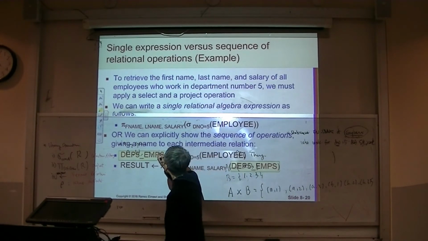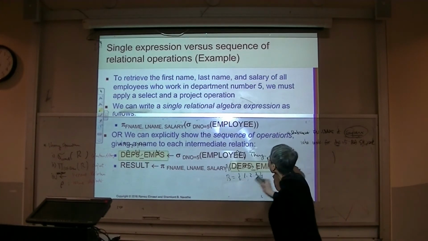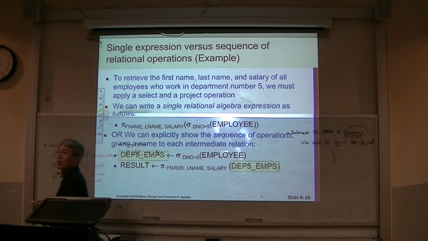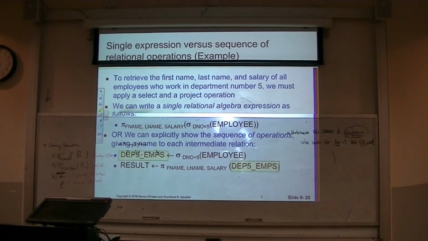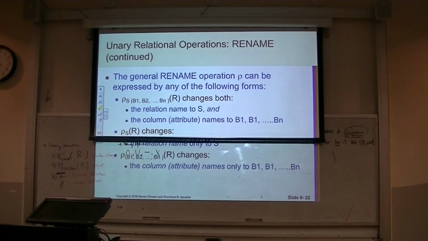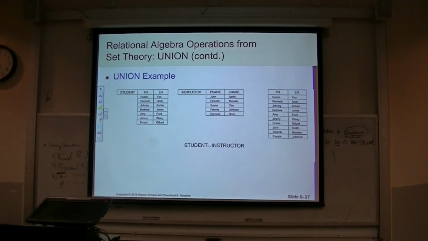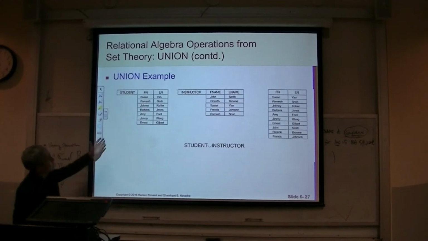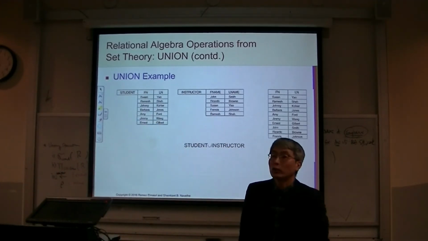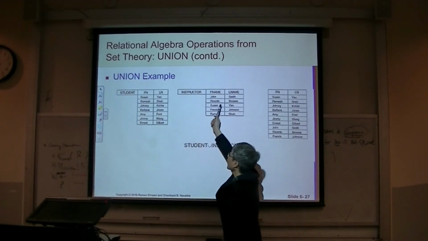So another binary operation used in relational algebra expressions is the Cartesian product. So we can use exactly the same operation in the relational operation. Let's see the example. Here, the student has a first name and last name, and the instructor is like this. If we union, the student union instructor relation will have this one plus this.